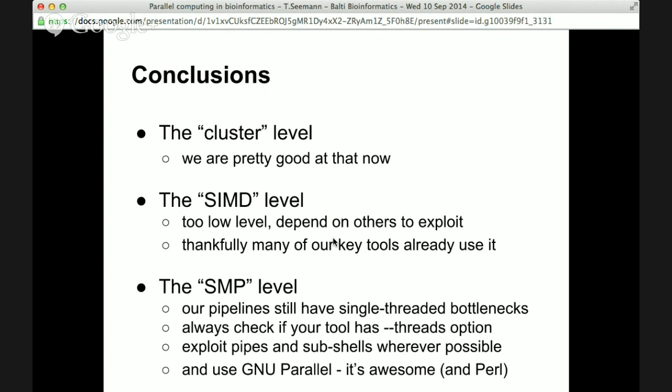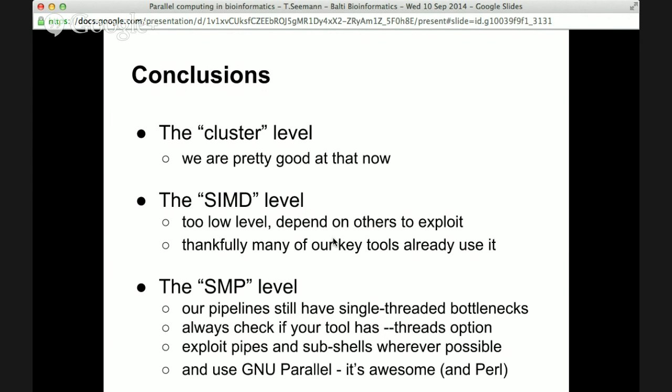As a summary to this talk, I wanted to say that at the cluster level, we've got that pretty well solved with pipelines and queuing systems and the like. The SIMD level is probably too low level for most of us, but the key tools we're using, like HMMER and BWA, are all taking advantage of SIMD with some impressive programming. But I think the SMP level, the middle level for multiple cores, is where we still have lots of single-threaded bottlenecks. And I think it's crazy not to be using them when we could.